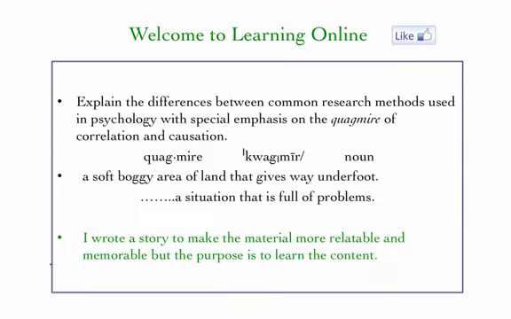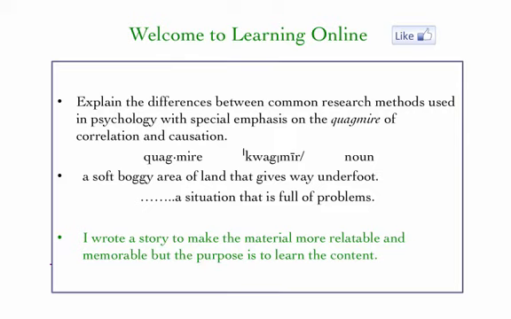Welcome to Learning Online. Today we're going to explain the differences between common research methods used in psychology with special emphasis on the quagmire of correlation and causation. So what's a quagmire? It is literally a soft, boggy area of land that gives way underfoot. So metaphorically, it's referring to the area where we're learning about correlation and causation, and it is a situation that is full of problems and pitfalls that many people fall into. So I'm hoping to circumvent that for y'all.